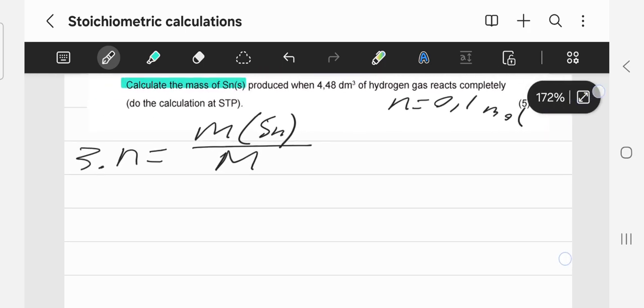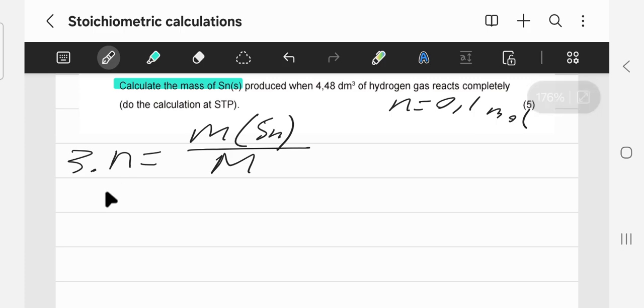Let me just zoom this in. So what we are going to have is 0,1. The number of moles of tin, Sn, is equal to the mass of Sn is what we are looking for, divided by the molar mass of tin. Okay, the molar mass of tin, guys, is going to be 119. Remember, I said molar mass is the number at the bottom of your element symbol. You use your periodic table to find this information.